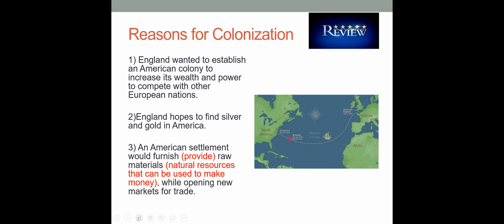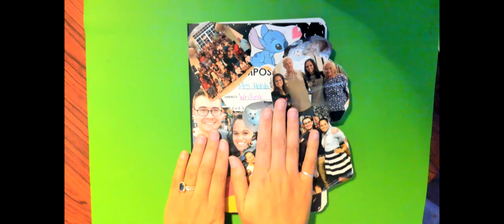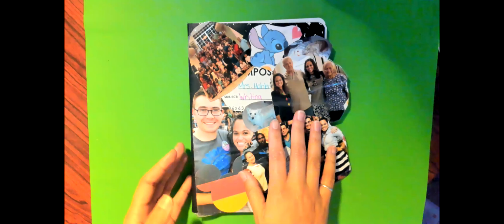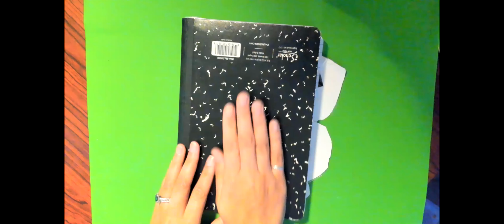All right, fourth graders, now I'm going to show you how to set up your social studies notebook. All right, so here I have my writer's notebook. I know I just said social studies, but I'm going to show you guys a cool new trick. So we're going to take our writer's notebook. Here's the front cover of my writer's notebook. I'm going to flip it upside down.